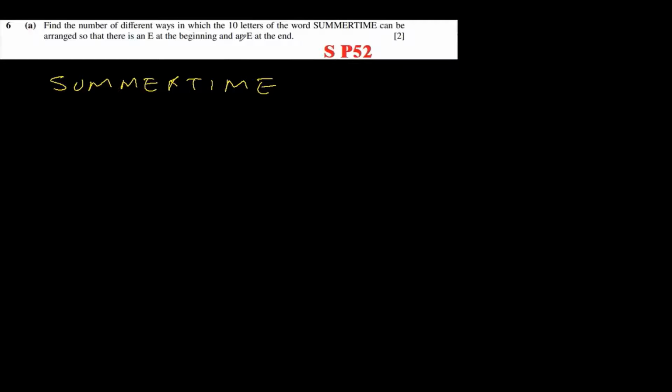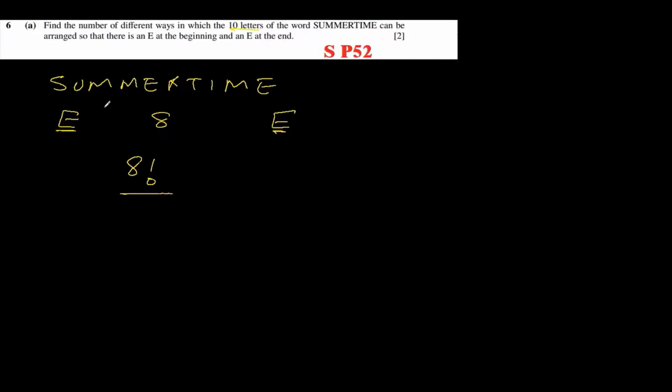So they are total 10 letters. That's what they have told here. They can be arranged when it starts with E and ends with E. So let's write E here, and let's write E here. So ends are filled with E's. How many are left in between? 8, right? And those 8 will interchange their places because there is no other E. So it will be 8 factorial.